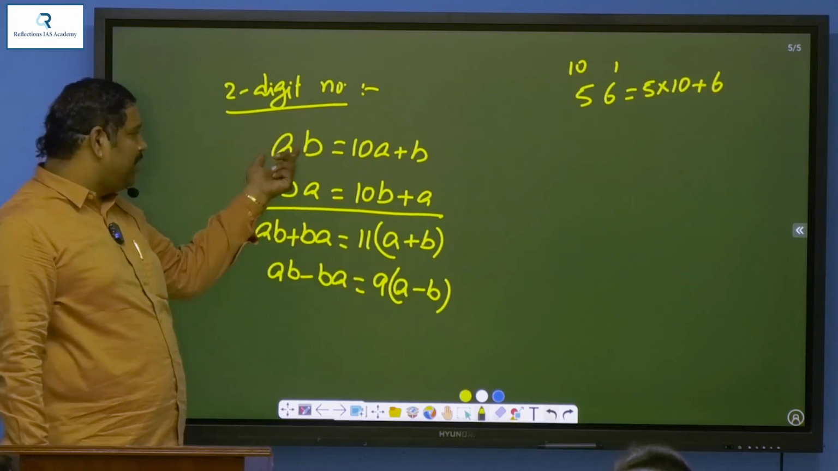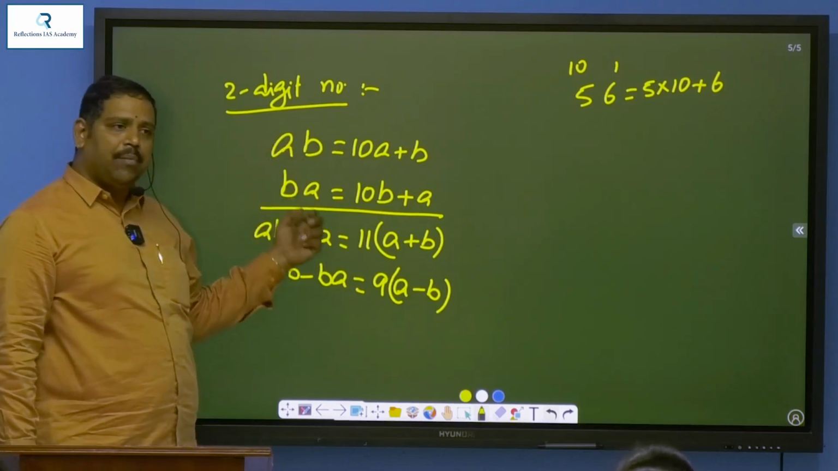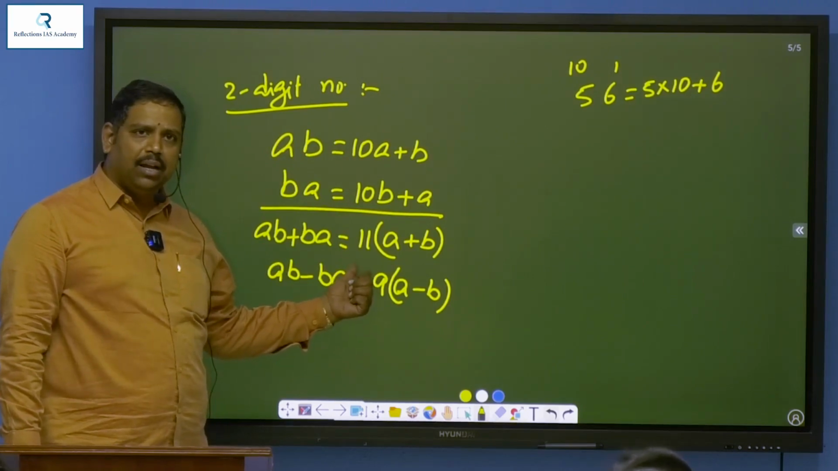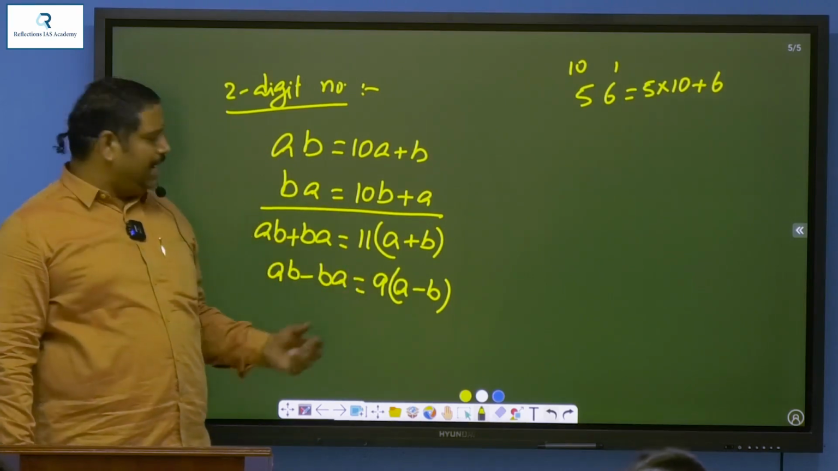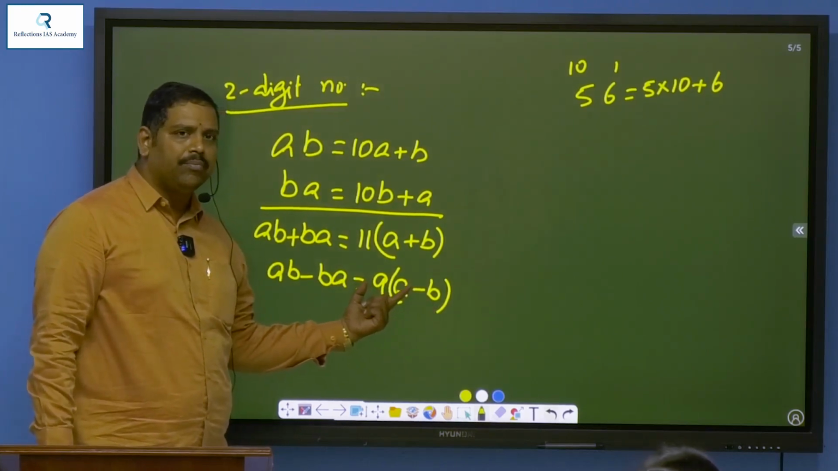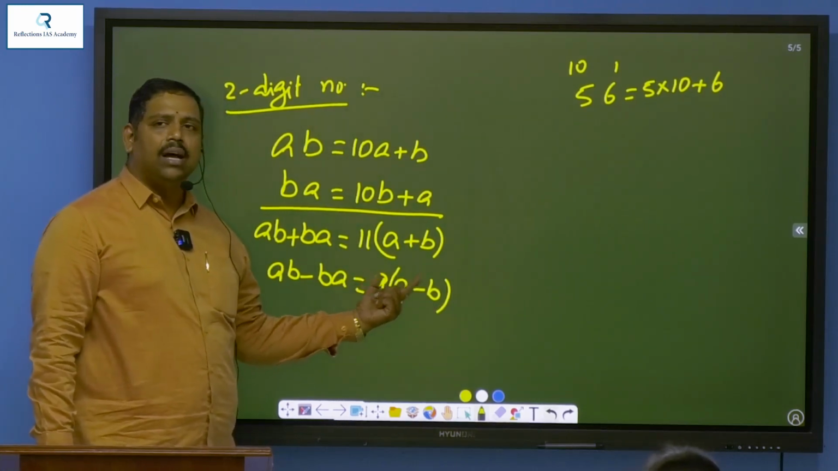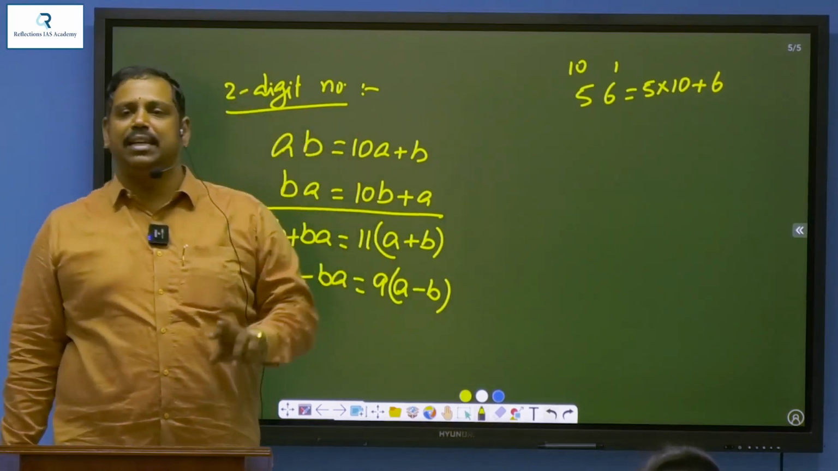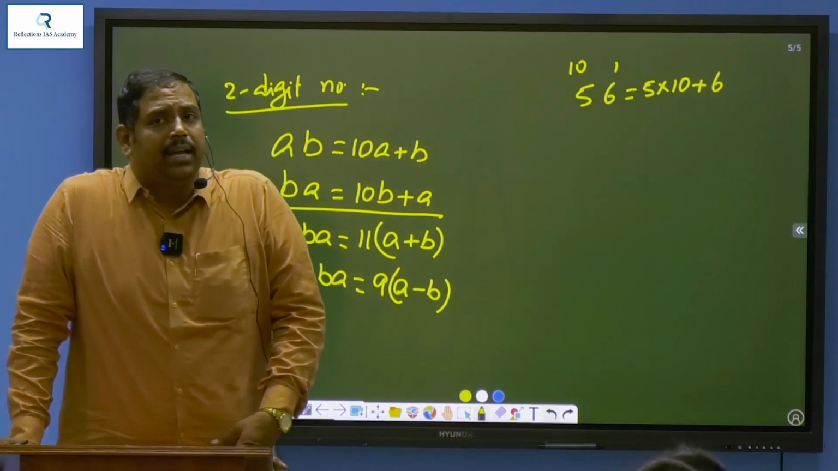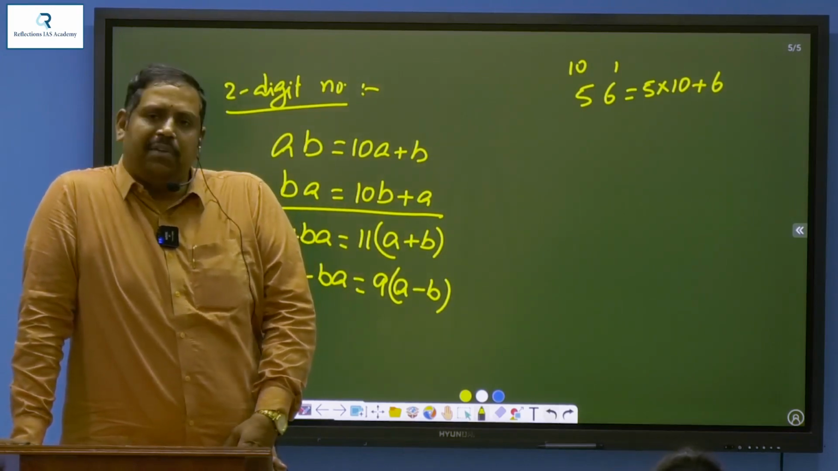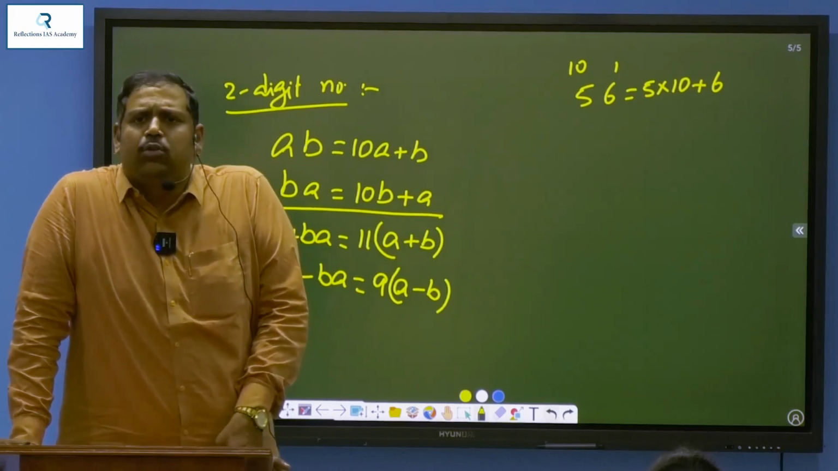The difference of a 2-digit number and its reverse is divisible by 9. My question is, it is divisible by 9, yes or no? Is it divisible by 3 or not? Yes, it is. That means the difference of a 2-digit number and its reverse is divisible by 9 and its factors. Now we discussed a 2-digit number.